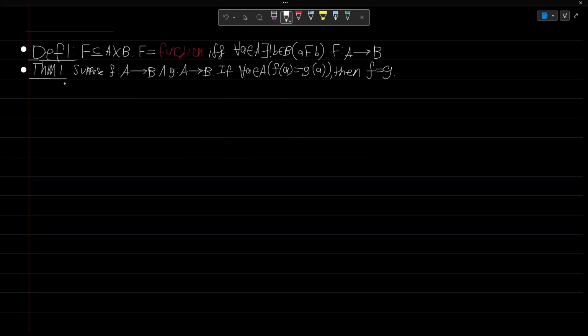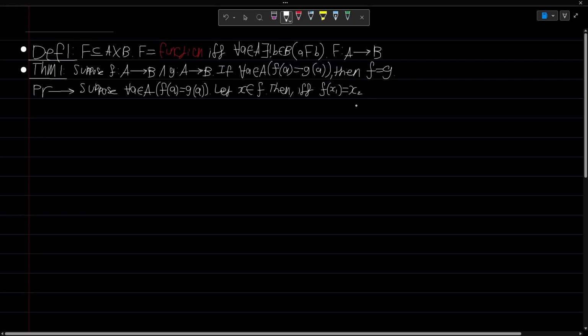And with that, this theorem says that if we let f and g both be functions from A to B, then if for all a in A, f of a is equal to g of a, then both functions are equal to each other. Or in other words, a function is completely determined by the rule that it gives to evaluate f of whatever is in A. To prove this theorem, of course, it's an if-then statement. We have to assume the if, then prove the then.